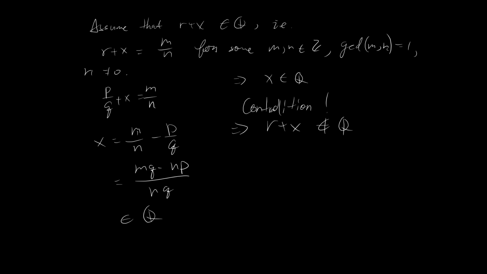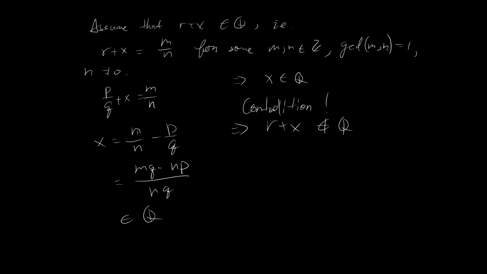The proof for R times X is irrational should be fairly similar to this one, and it's left as an exercise within an exercise. And we are done.